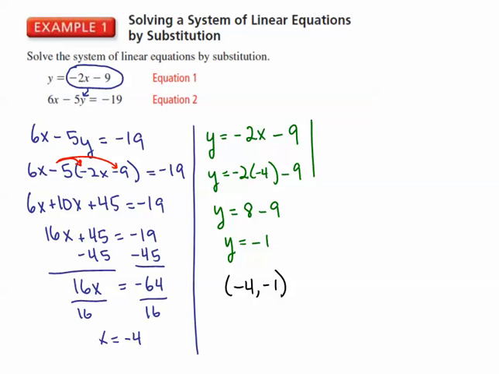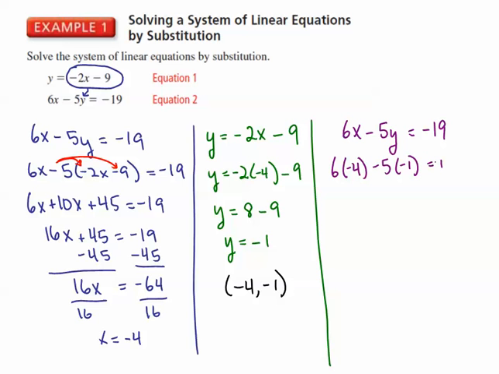And the only thing that I need to do now is to just check to make sure that I have this correct. Since I used y equals negative 2x minus 9 to solve for y, I'm going to plug both x and y into the second equation. 6x minus 5y equals negative 19. Now, I know that x is negative 4, y is negative 1, and when I plug those in, I should come up with negative 19. So let's see what happens.